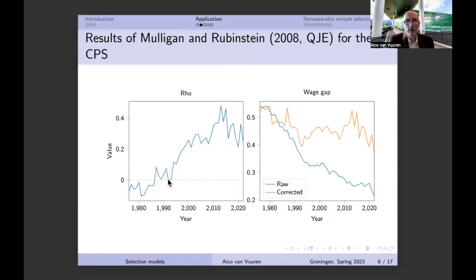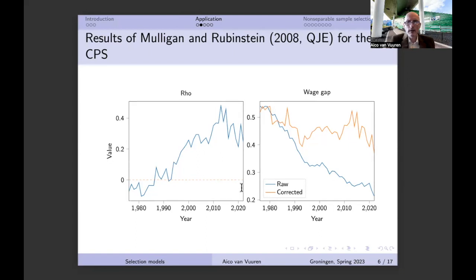Now you might immediately say, well, this is very special because this paper was published in 2008 and you actually present results up till 2021. Of course, these are not the original results by Mulligan and Rubenstein. I have changed them a bit, also with respect to specification. But I have run myself, especially the results from 2008 onwards. This is published in a recent, actually forthcoming, paper of mine in Quantitative Economics.